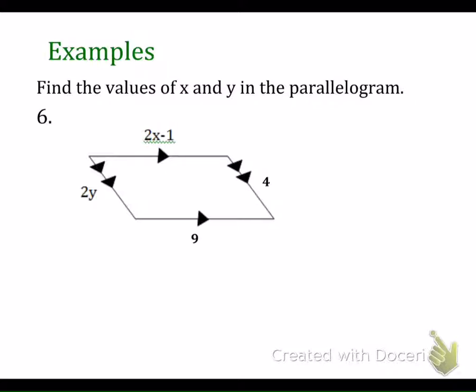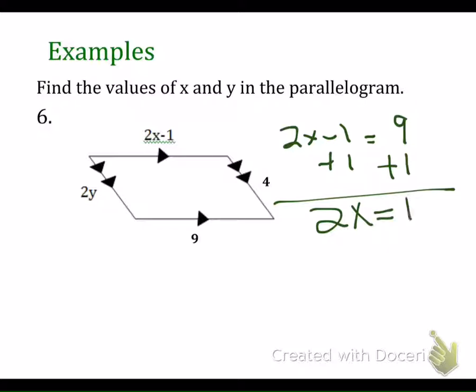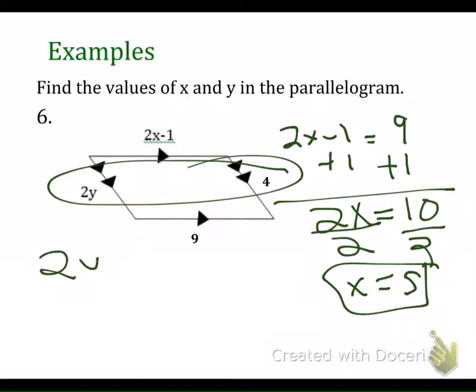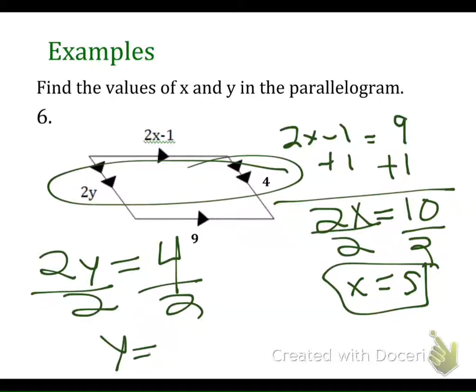Now we know the opposite sides are congruent, so we're going to do 2x minus 1 is equal to 9. Add the 1 on both sides. 2x is equal to 10. X is equal to 5. Alright, same with these right here. So 2y is equal to 4. Divide by 2. Y is equal to 2.